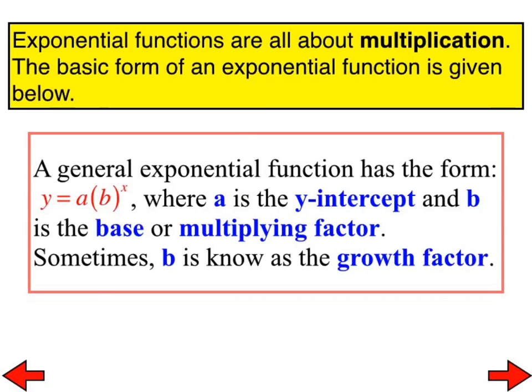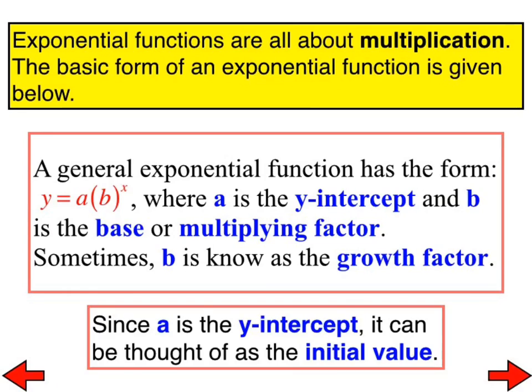Now, if you understand what we're saying here, we can come up with an exponential function very quickly. Once again, this is the y-intercept. This is the multiply number, the number we're multiplying by each time. All right. Since a is the y-intercept, it can be thought of as the initial value, and I kind of hinted at that when we talked about the graph.